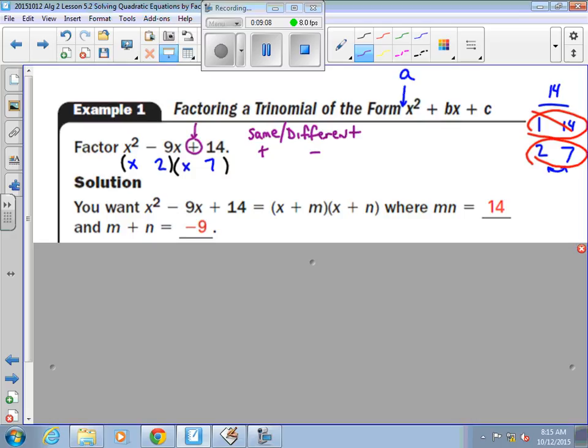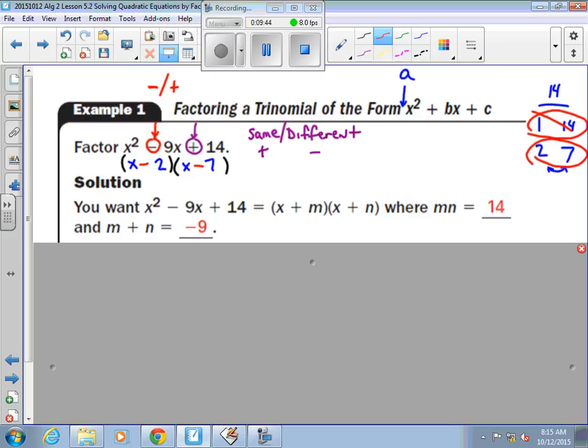So inside of our two binomials, they're either going to say x plus 2, x plus 7, or they're going to say x minus 2, x minus 7. They're both the same. It's not going to be opposite ones. And since they're both the same, you take a look at your sign in front of B right here. That's the one that tells you, is it positive or is it negative? And since it says minus, they'll both be minus 2, minus 7.